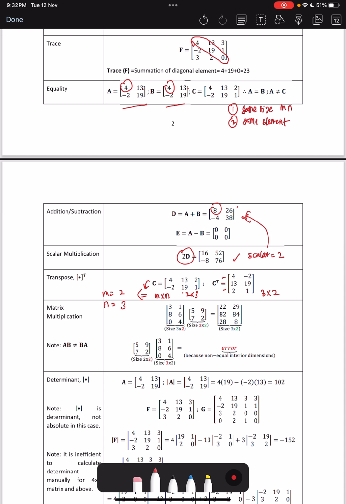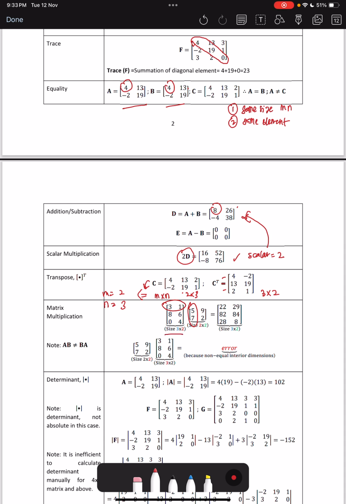I hope you still remember matrix multiplication. You multiply here to here and so on. So you will get this part. Let me do it once again, this one multiplied by this one. But first things first, before you multiply the matrices, you need to check the size.